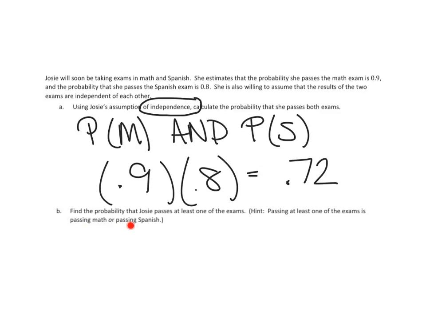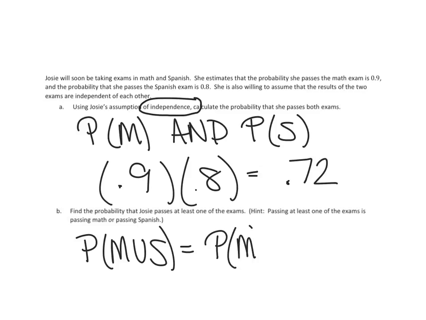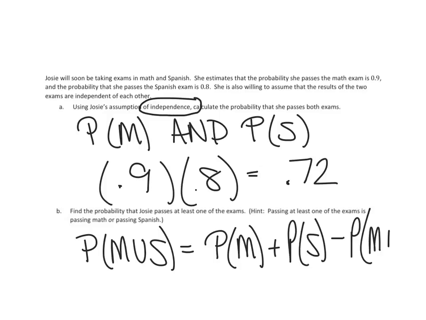Part B, find the probability that Josie passes at least one of her exams. Hint, passing at least one exam is either passing math or passing Spanish. So I want to pass math or Spanish. So or means I'm going to add, so it's the probability I pass math plus the probability I pass Spanish minus the probability I pass both math and Spanish.